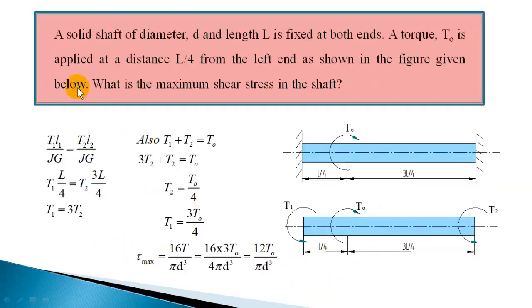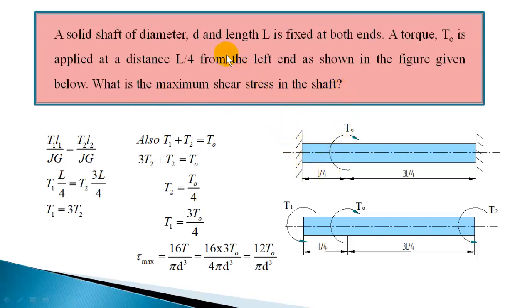Okay. So next question: a solid shaft of diameter D and length L is fixed at both ends. A torque T0 is applied at a distance L by 4 from the left end, as shown in the figure given below. What is the maximum shear stress in the shaft?